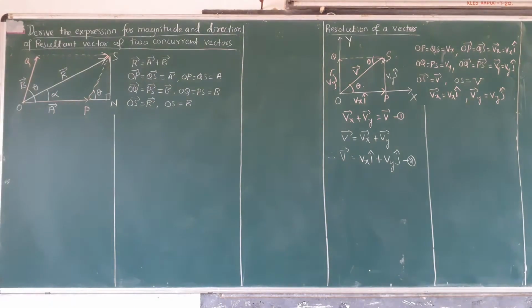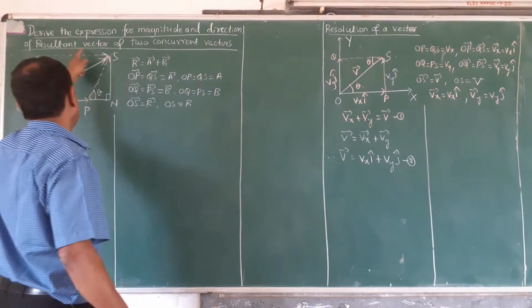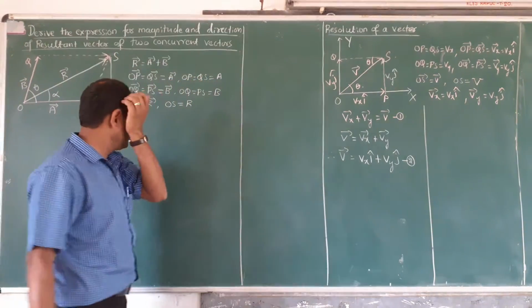Okay. Now see here, I want to derive an expression for magnitude and direction of the resultant vector of two concurrent vectors.